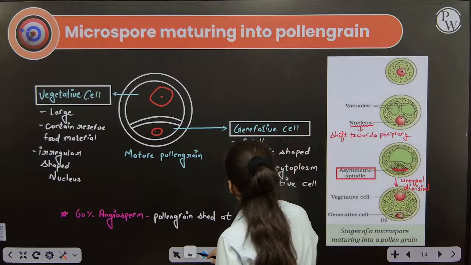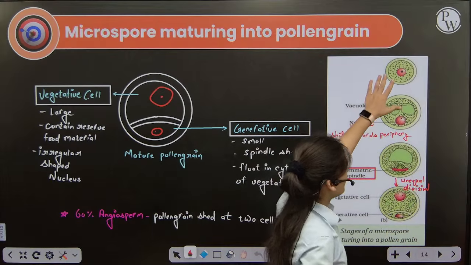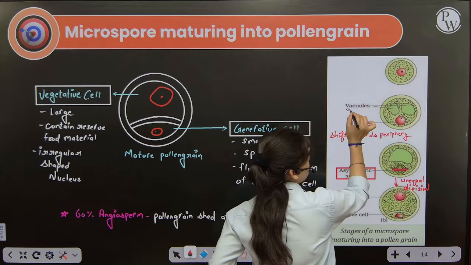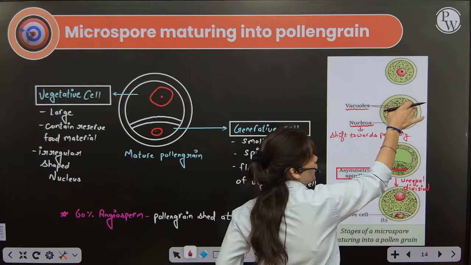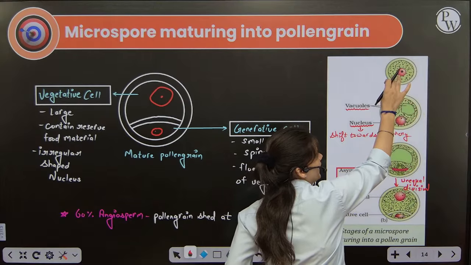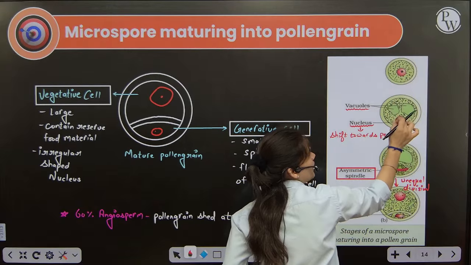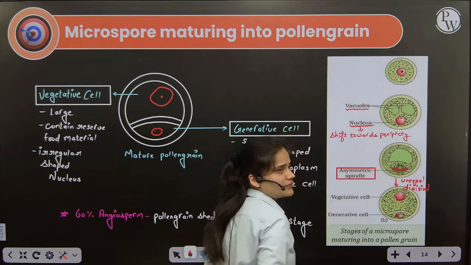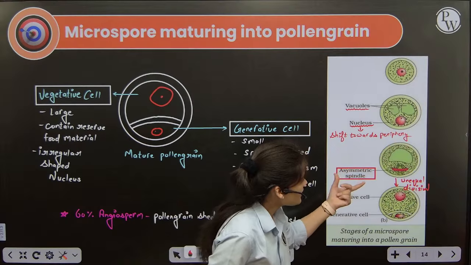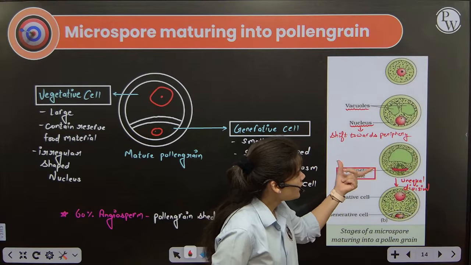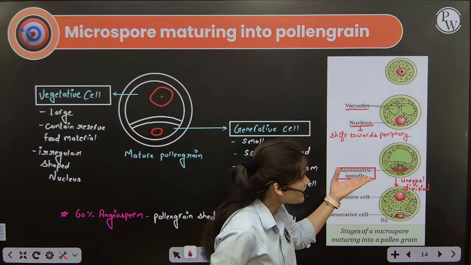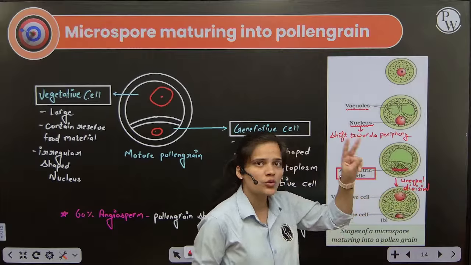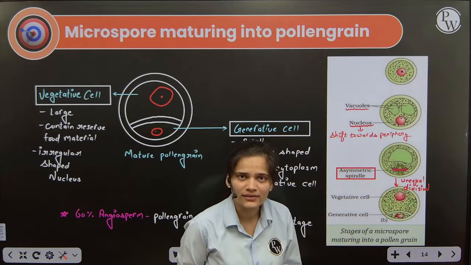See, initially what happens? In the microspore, the vacuole occupies most of the part of this cell. As a result, what happens? The nucleus shifts towards the periphery. Then what happens? An asymmetric spindle is formed. Due to formation of this asymmetric spindle, that cell divides into two unequal cells.